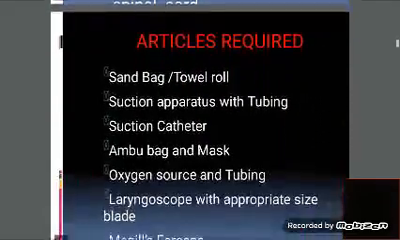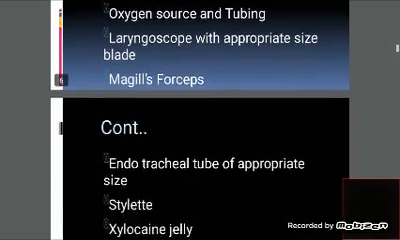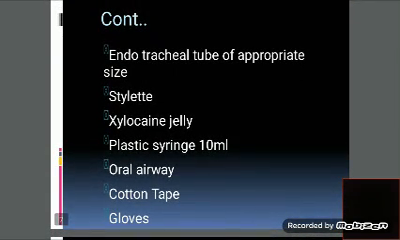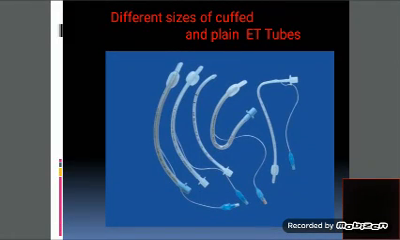Now, articles required for endotracheal intubation. We need a sandbag or towel to support the neck of the patient, suction apparatus with tubing, suction catheter, Ambu bag and mask, oxygen source and tubing, laryngoscope with appropriate size blade, Magill forceps, then endotracheal tube of appropriate size, dilator, silicone jelly, plastic syringe 10 ml, oral airway, cotton tape and gloves. Now these are pictures of different sizes of cuffed and plain ET tubes.